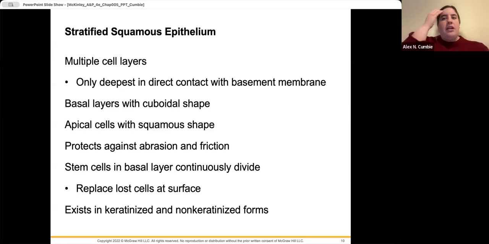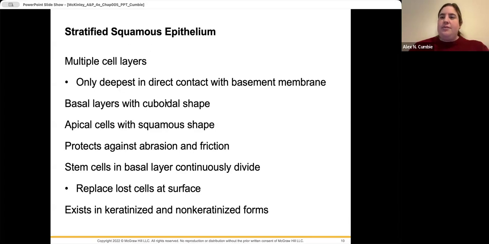Let's move into stratified things, so things with multiple layers. So stratified squamous, very, very common inside the body. Multiple layers of these flat cells. But what's kind of interesting is, and this confuses people, so just be aware of this, the basal layers close to the basement membrane, they look cuboidal, even though they are stratified squamous. And then as we get towards the top, the apical surface, we start to have that more traditional squamous shape. It does confuse people a little bit.